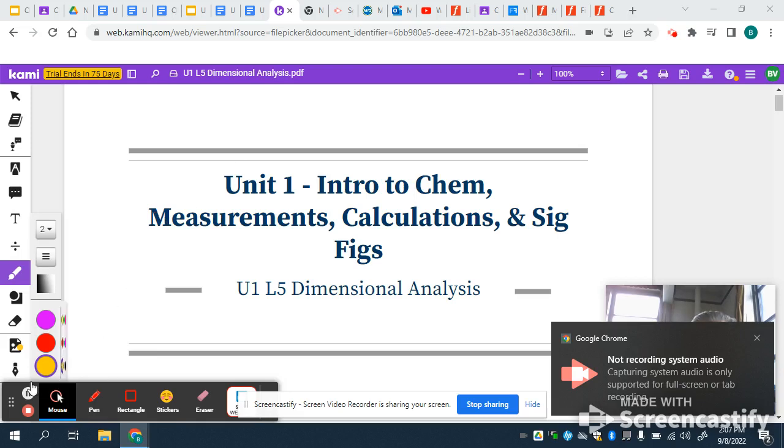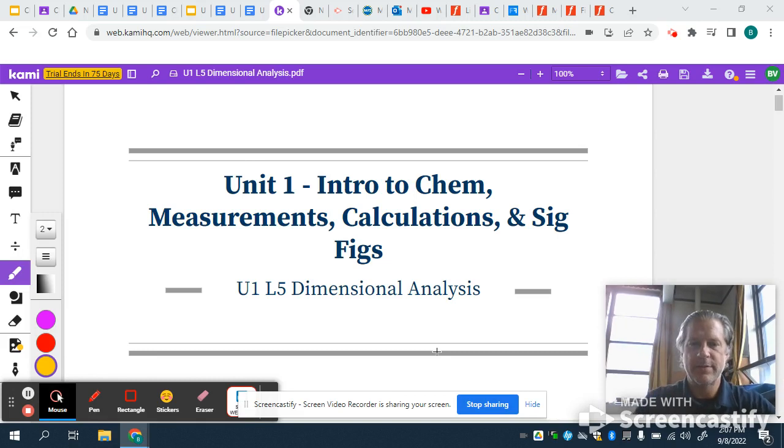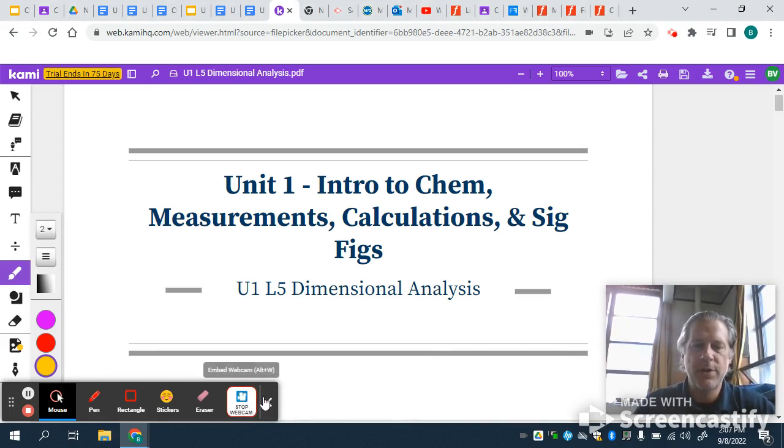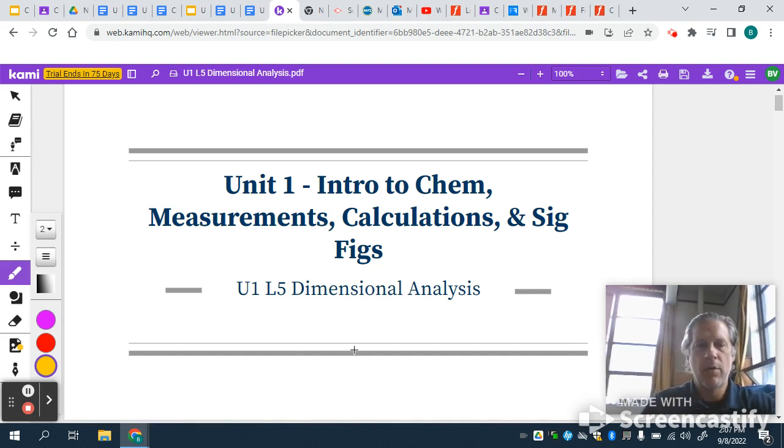All right. We are going to jump into lesson 5, which is dimensional analysis. And dimensional analysis, super long story short, is all about how we convert between given units and unknown units, for example, meters and centimeters. And we're going to talk a little bit about how to do that.